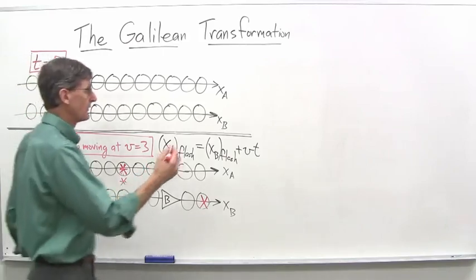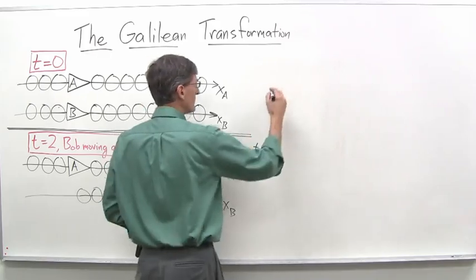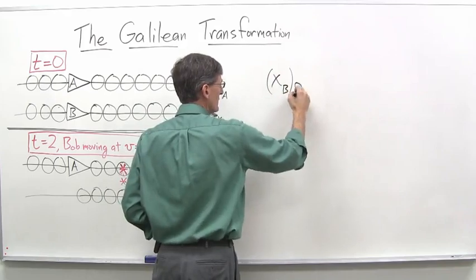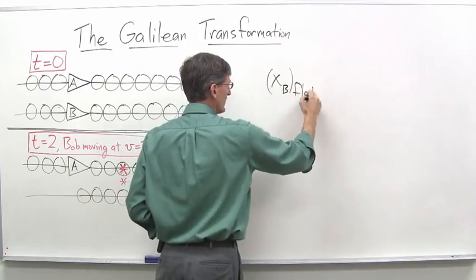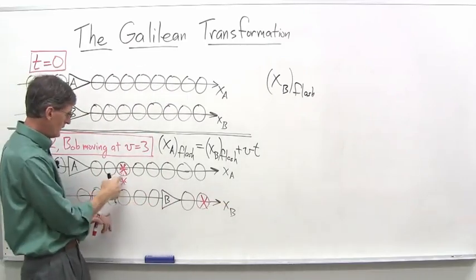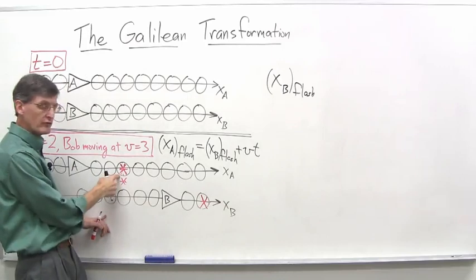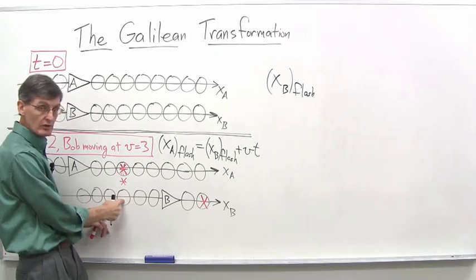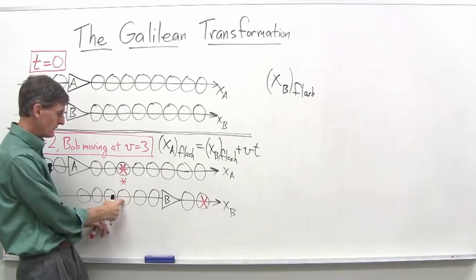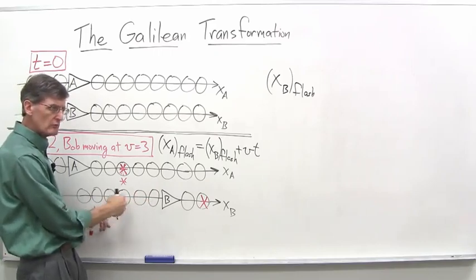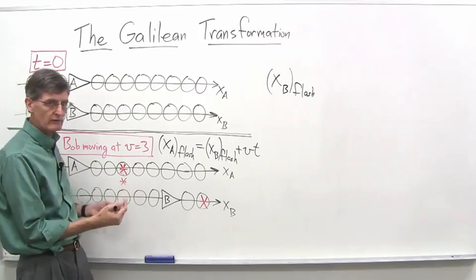Well, let's think about this a minute. We can write the equation like this. So we've got x Bob of the flash, and we can just read off the diagram here. To Alice, it occurs at position 3. To Bob, it occurs at position -3. 1, 2, 3, going backwards here. So how is that working? Well, let's see if something like this works.